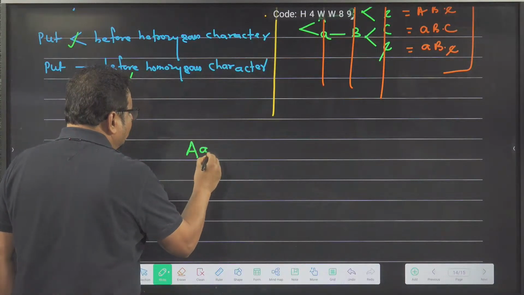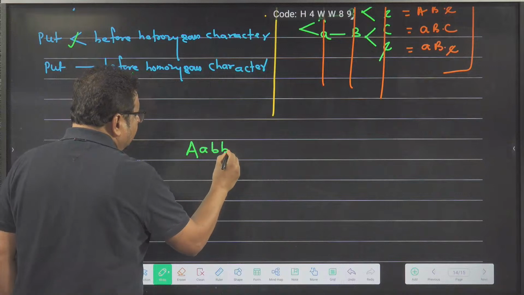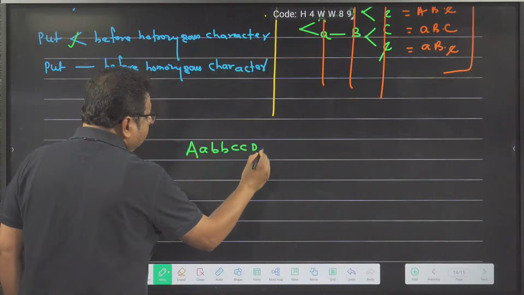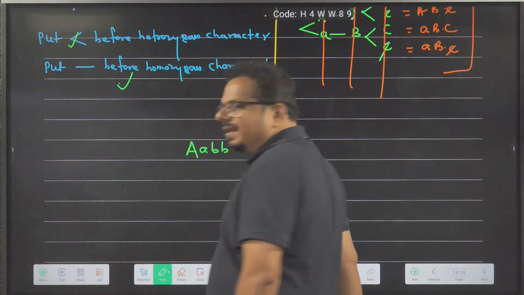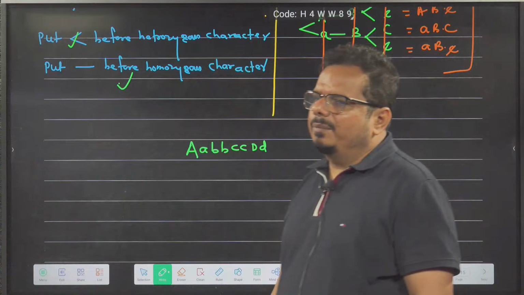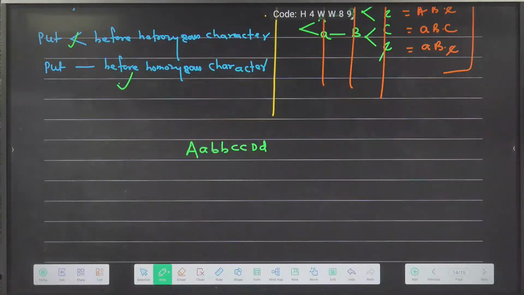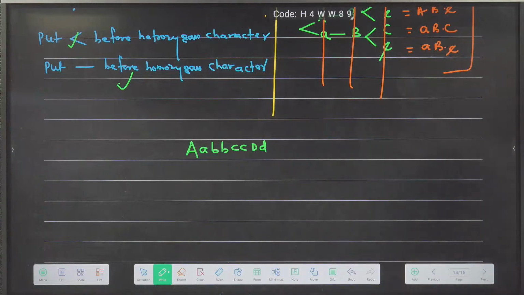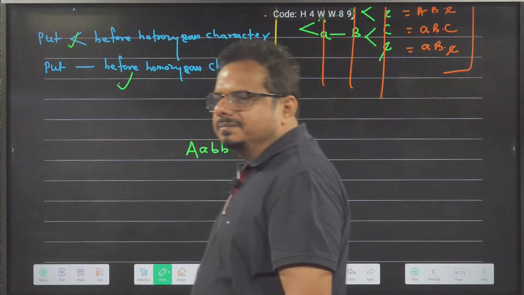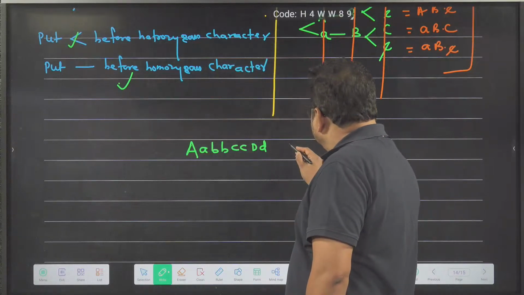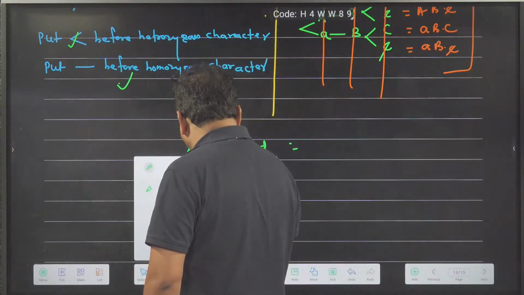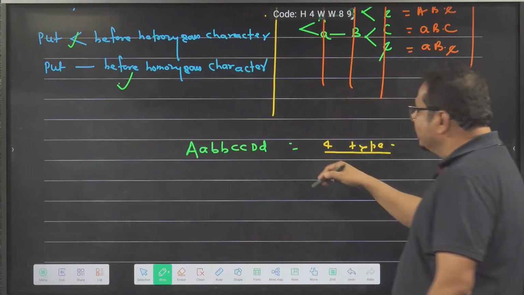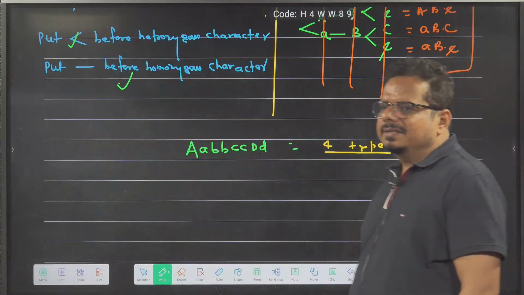Capital A, small a, small b, small b, capital C, capital C, capital D, small d. Do it. How many types of gamete and what is the name of each gamete? I am expecting these from you. So the answer came here, sir. Here also how many types of gamete came? 4 types of gamete came. Okay, well done. What is the name of all 4 gametes? Write it through the 4-line method and answer it. Submit the answer.